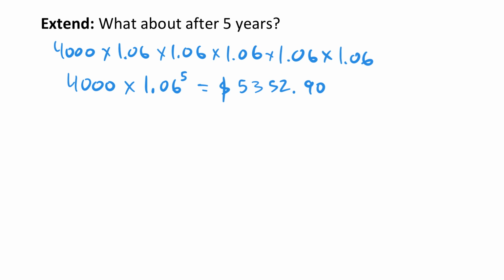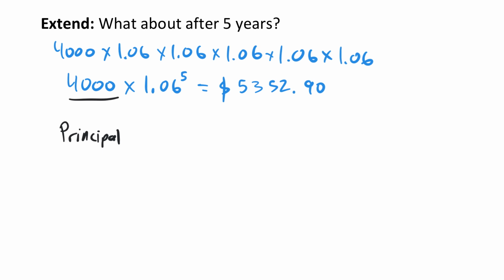Now, obviously, that's a good chunk of money. We've made over $1,300 in interest by not doing anything, just leaving our money in the bank. It's kind of fun. But additionally, we want to notice how this formula is working. We have this $4,000 in front, which is sometimes called the principal. This is the amount of money you start with. It's like your initial investment.